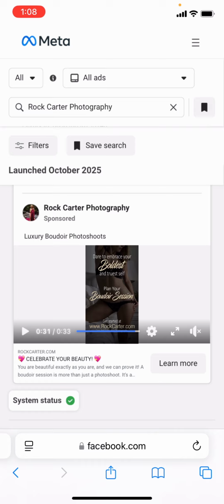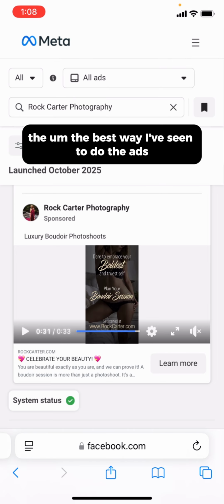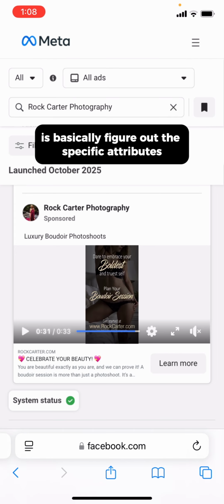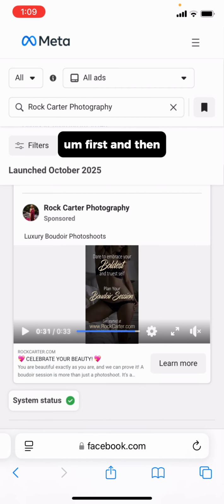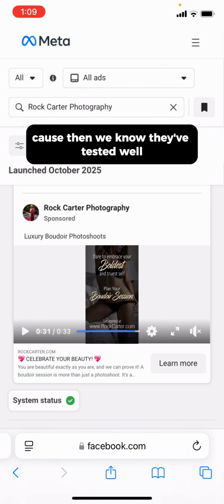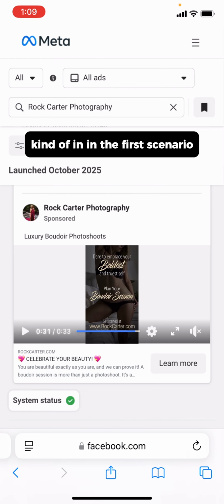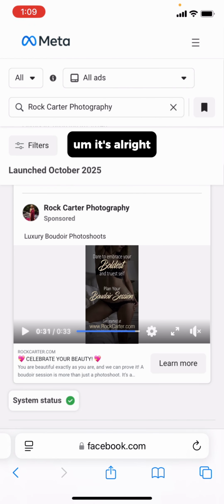We need to, the best way I've seen to do the ads is basically figure out the specific attributes first, and then put them in the video, because then we know they've tested well, kind of in the first scenario. So all right, so we're missing negative. We don't have it in the See More headline. It's where we need it.